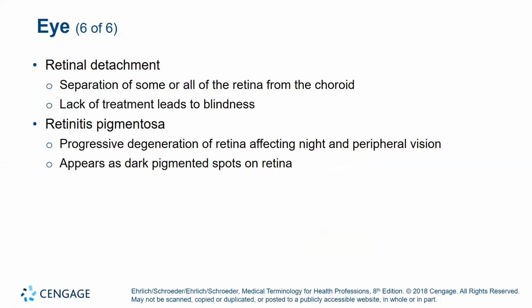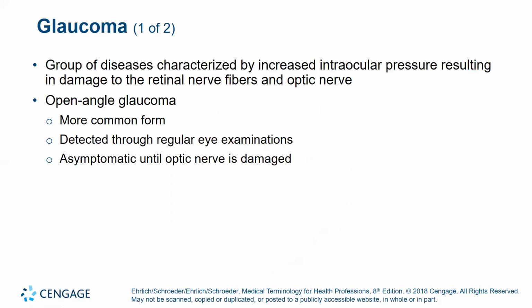Next, we have retinitis pigmentosa. This is a progressive degeneration of retina affecting night and peripheral vision. This appears as dark pigmented spots on the retina. Next, we have glaucoma. So glaucoma is a group of diseases characterized by increased intraocular pressure. This results in damage to the retinal nerve fibers and optic nerves.